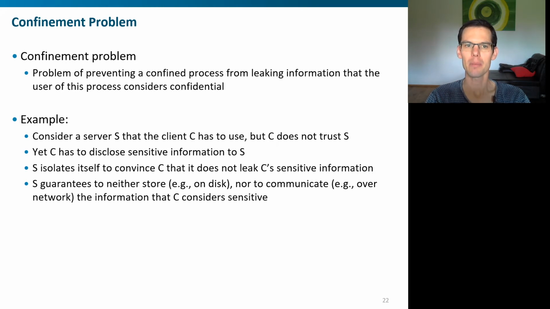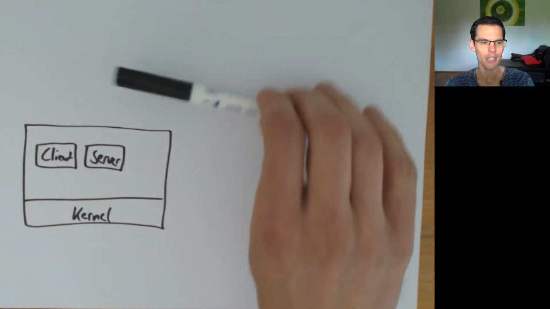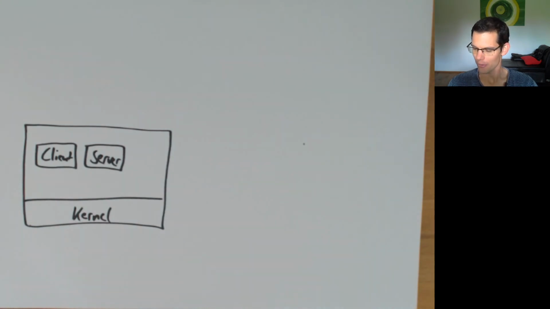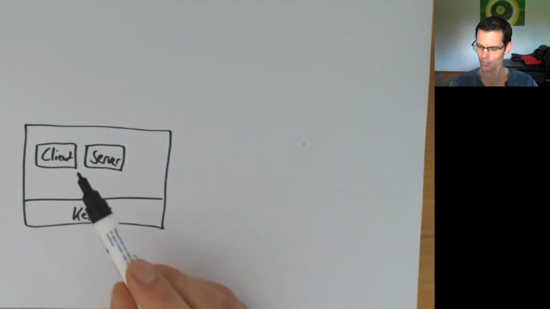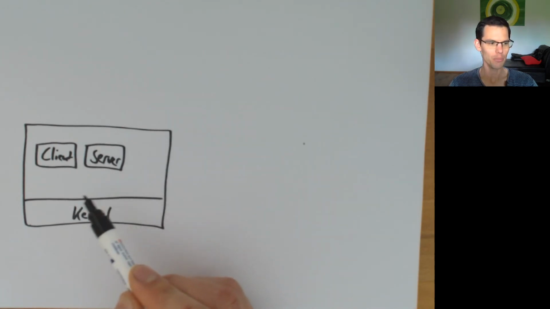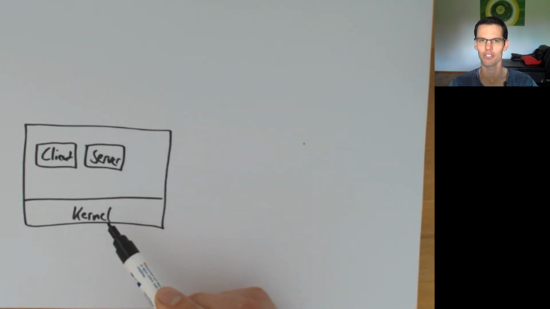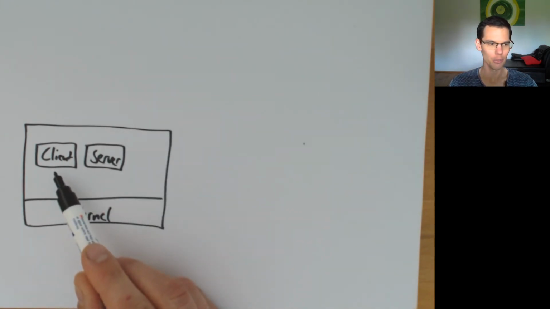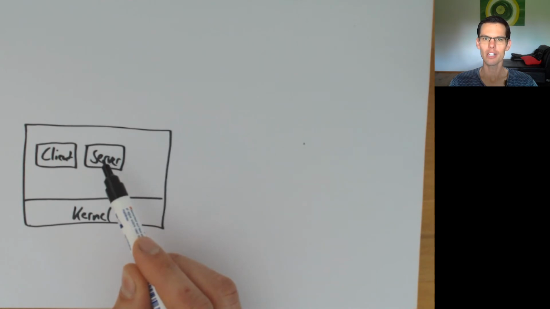So the confinement problem is the problem of preventing a confined process from leaking information that the user of the process considers confidential. And to make this concrete, let me just turn to the whiteboard where I already drew one example for you, where you have one system which runs two processes, namely a client and a server, which both run on the same hardware and the same operating system kernel. Now, the idea of the confinement problem is that the client wants to use the server, but the server is untrusted by the client.